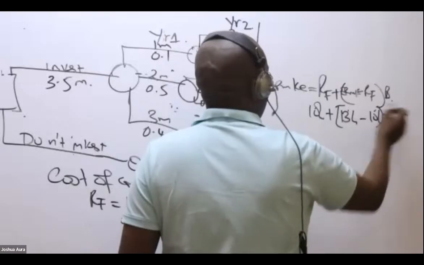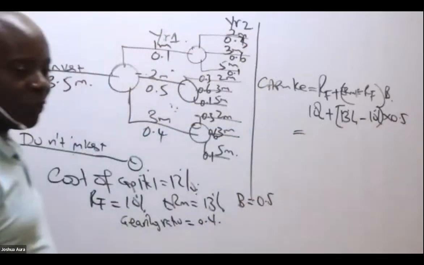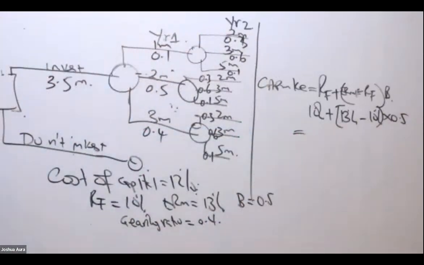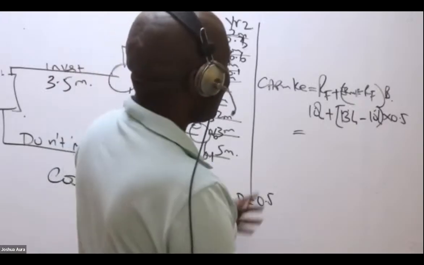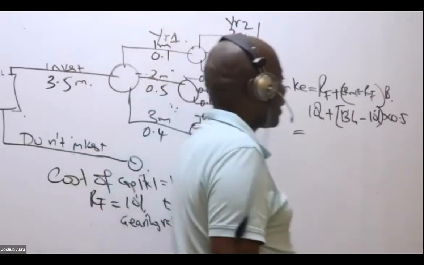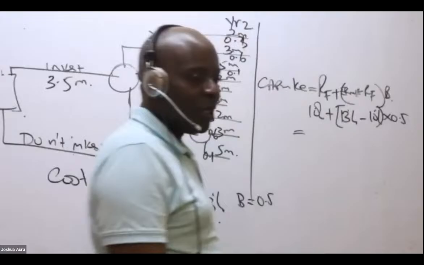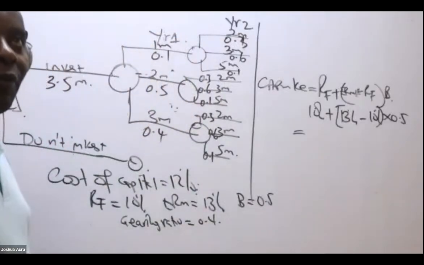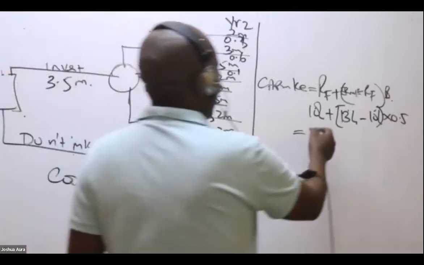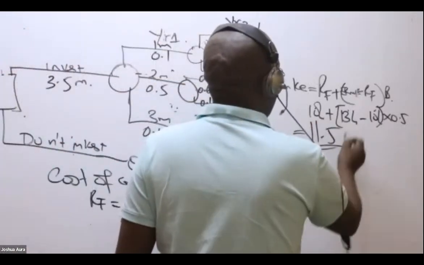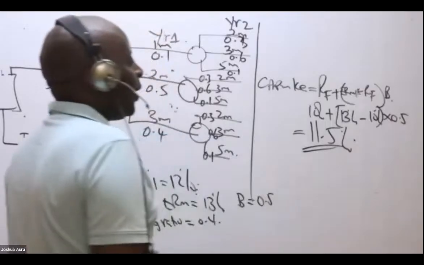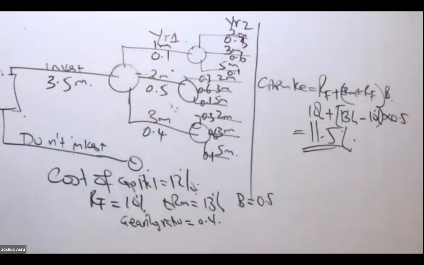Is there somebody who can use their calculator very fast to give me this answer? You say 10% plus open brackets 13 minus 10, multiplied by what here? 0.5. Multiplied by 0.5. What are we getting there? 11.5. Naomi, the higher you go, the cooler it becomes.